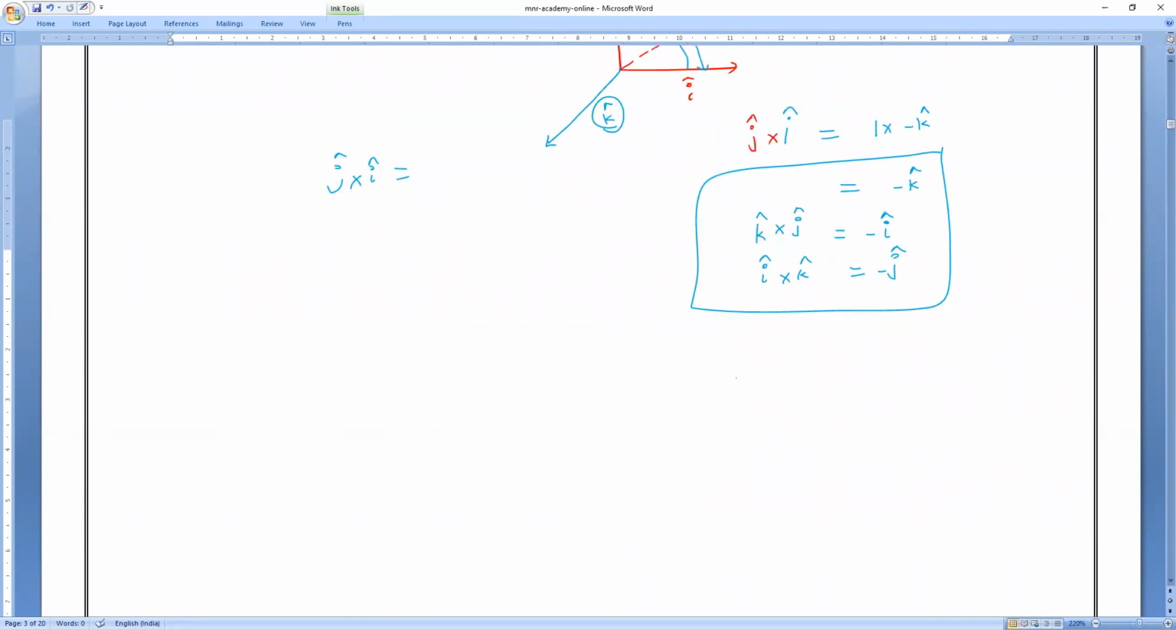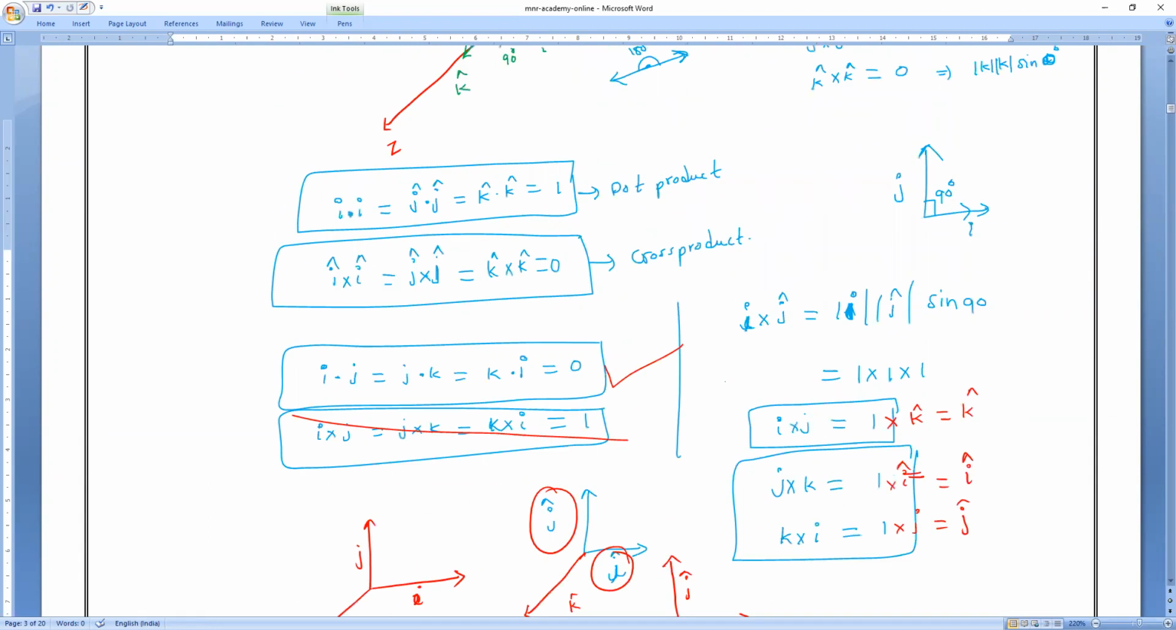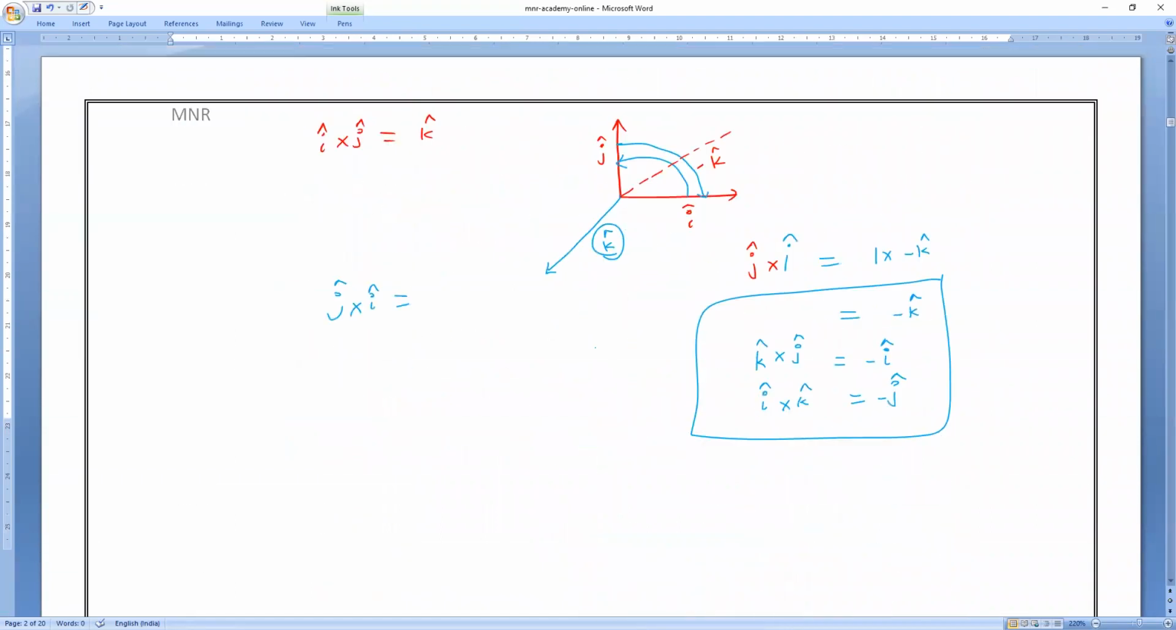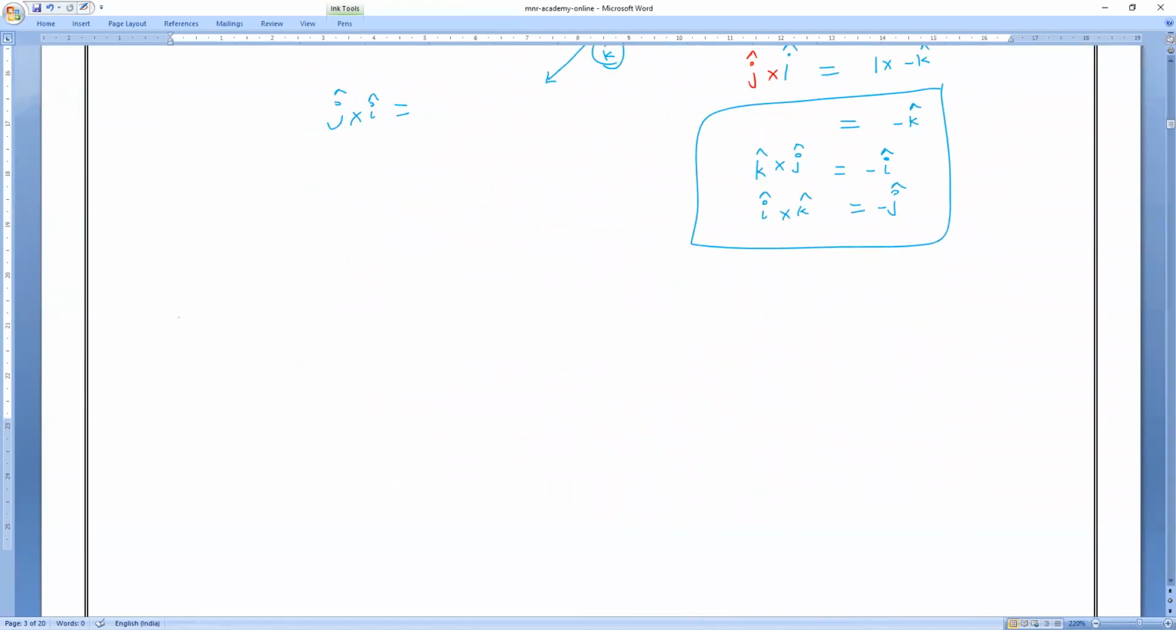Now, let me teach a shortcut. This one is no problem. Same thing: I cross I, J cross J, K cross K is equal to what? Everybody, 0. Understood? But now, the opposite one. I cross J is equal to what is the answer? K cap. Next, J cross K. What is the answer? All of you? I cap. Next, K cap.